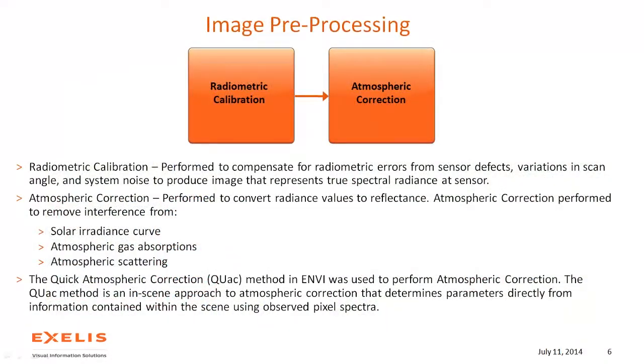Satellite imagery used in this presentation was pre-processed using the radiometric calibration and atmospheric correction tools available in ENVI. Radiometric calibration attempts to compensate for radiometric errors from sensor defects, variations in scan angle, and system noise to produce an image that represents true spectral radiance at sensor. Atmospheric correction is a critical step when comparing two images of the same scene taken at different times, removing atmospheric interference to provide images that are more accurate and reliable for performing quantitative analysis.